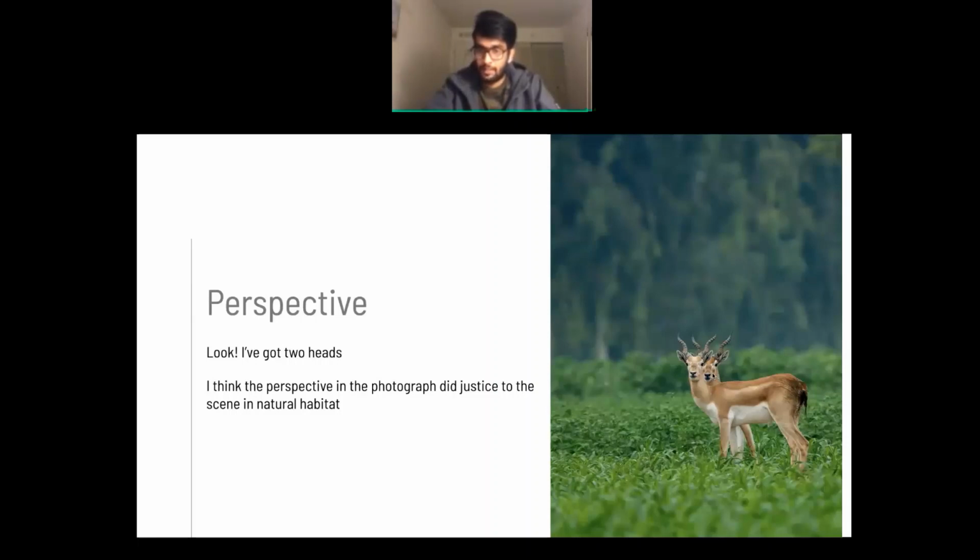So as you can see, the black buck standing in the back seems to merge with the black buck standing in the front, and the eyes of the first black buck seem to merge with the eyes of the second black buck. So I think perspective did justice to the frame as well, and it really shows the habitat of the black buck.